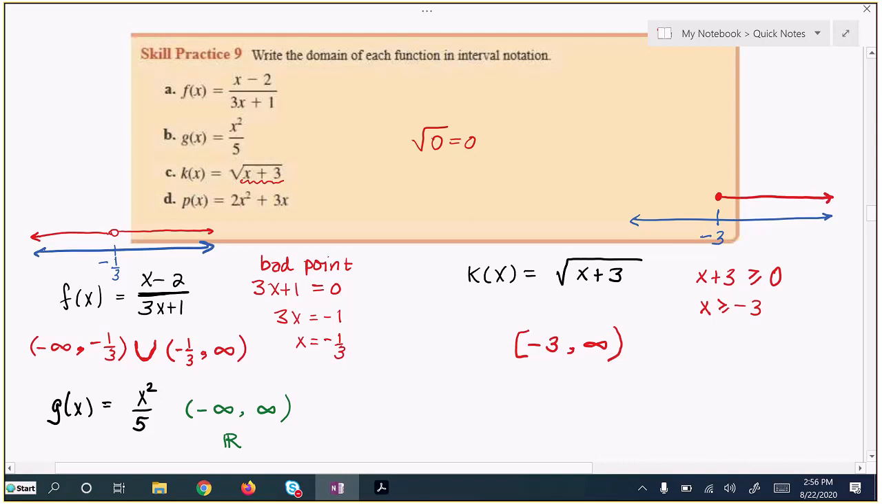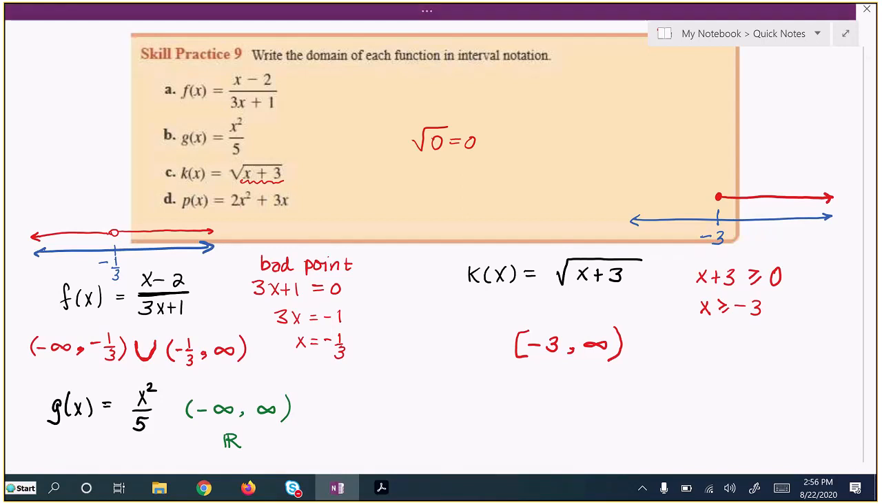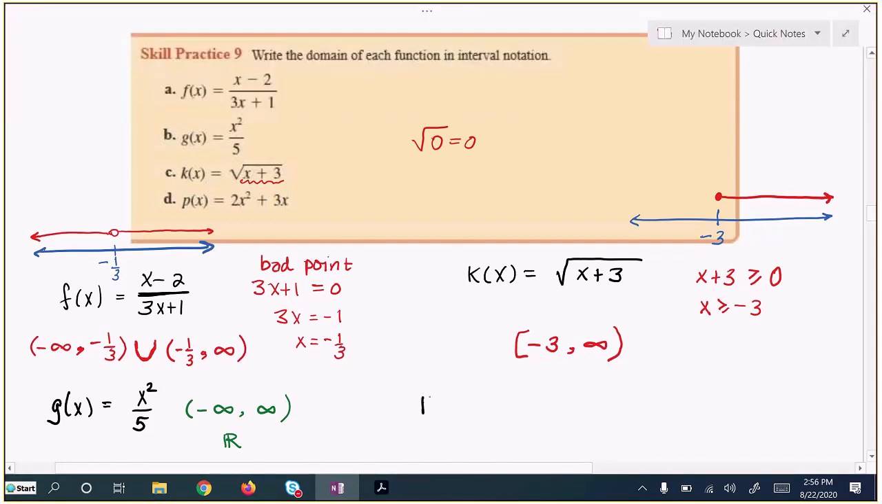Okay, not bad. Finally, we have part D of the question. P of x is equal to 2x squared plus 3x. So the things I'm looking for, again, would be dividing by 0. I don't see any fractions here, so that shouldn't be a problem. And taking even indexed roots, I don't see any roots here. So this should also not have any bad points. So I can take the domain to be all real numbers. I can plug in any real number that I want. So that's the interval from negative infinity to infinity, or R.